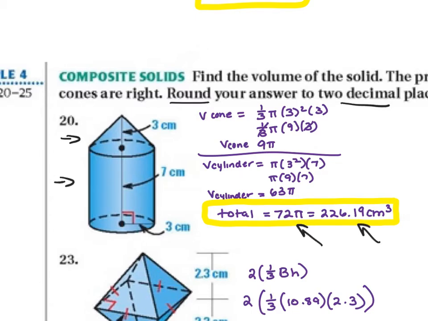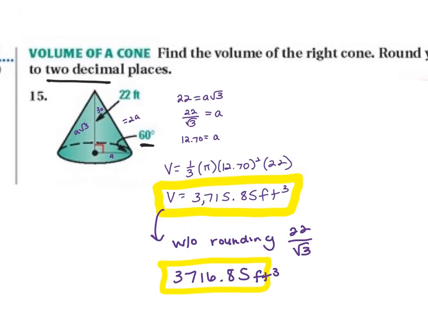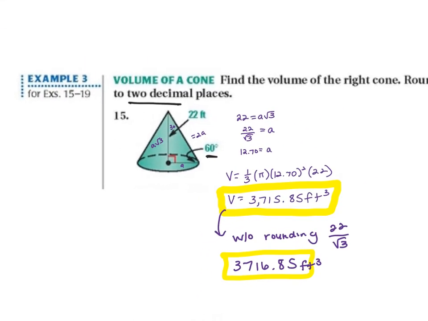Miss Corey? Yes. Can you go back to 15? Yes. The next page. How did you get the 12.70?